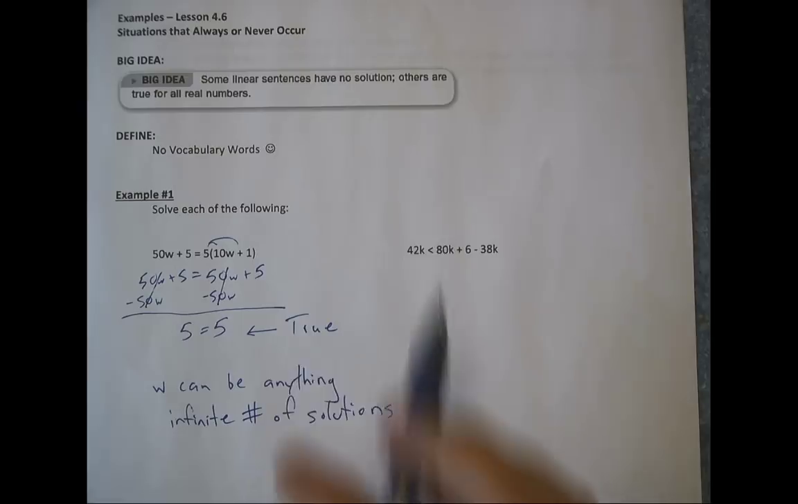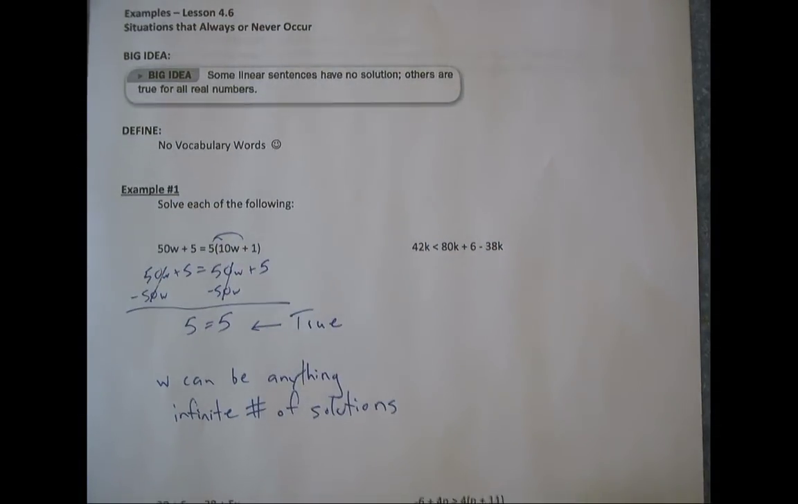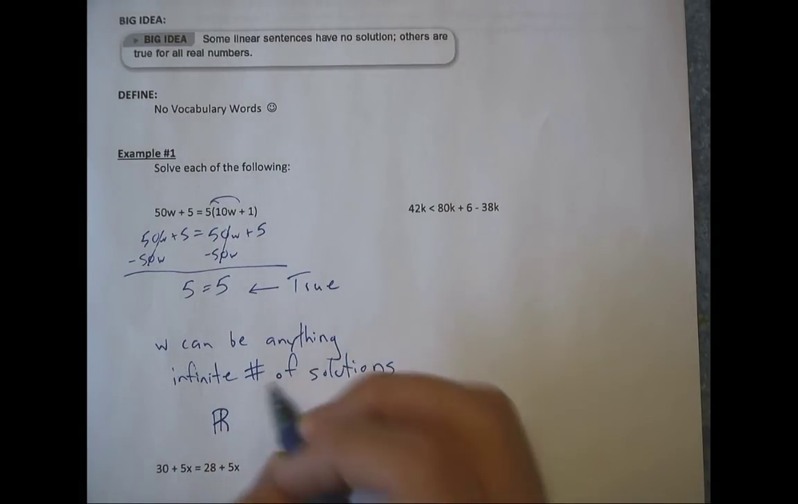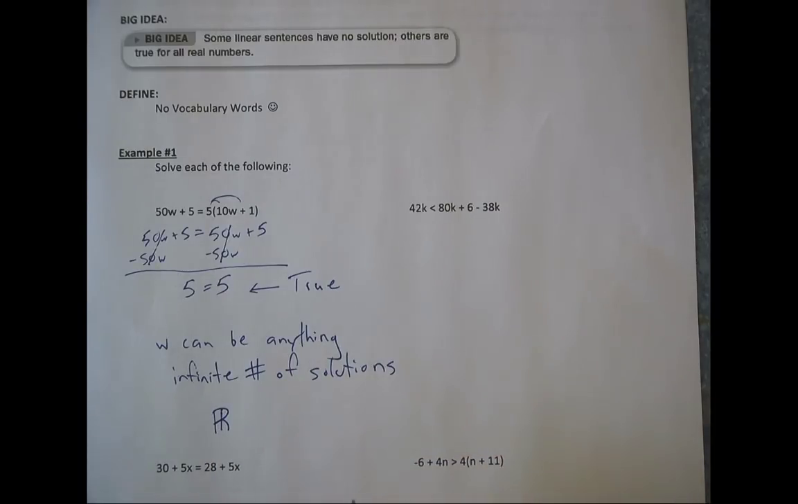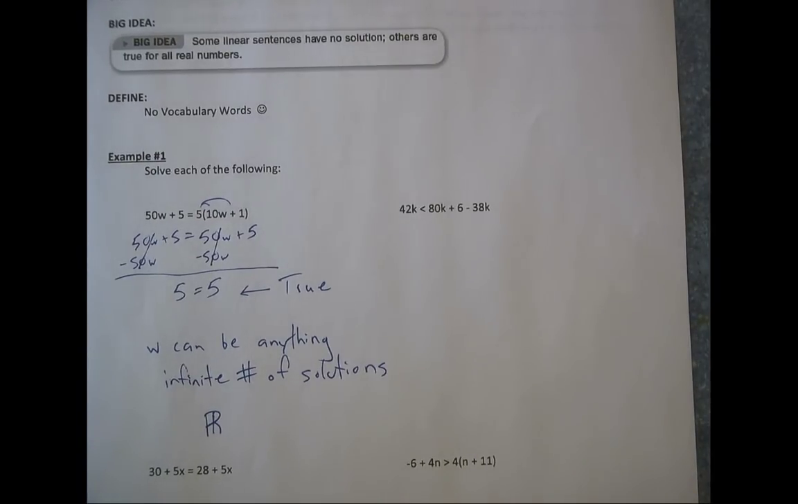And this is one of those situations where this is true for all real numbers, and there's a symbol for that. All real numbers, it's called the double bar R. So it's a capital R, and it's got that extra bar coming down. So you can just put this symbol, this is good enough. You can write an infinite number of solutions, or you can just put the symbol for all real numbers, and that will work. All right, so what does this look like in an inequality?